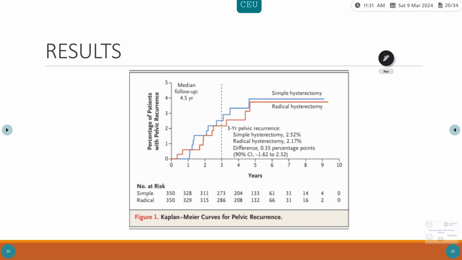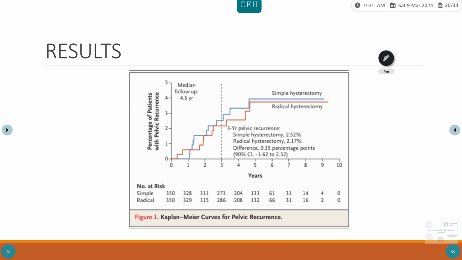So at the end of 3 years, they have seen that in the radical hysterectomy it was 2.17, and in the intervention arm it was 2.52. So one thing we have to document here is that they've used a 90% confidence interval instead of a 95%, which is what we assumed when we calculated our sample size.